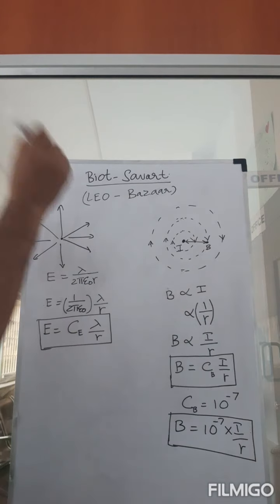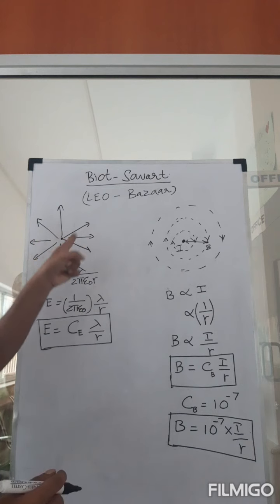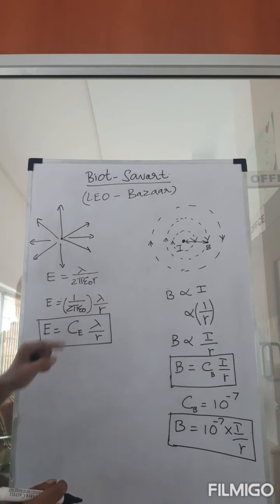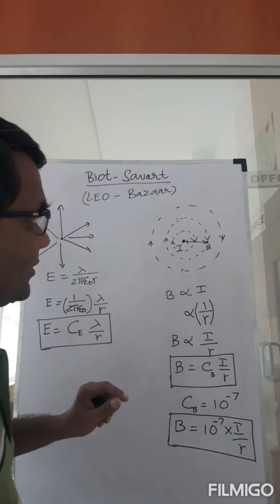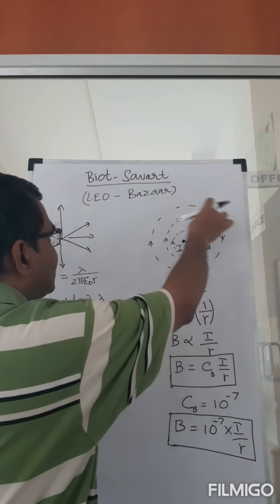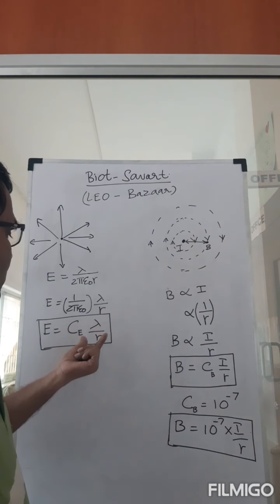For an infinitely long line of charge, the electric field around it is given by this equation. So the direction is different. Let's not worry about the direction; we're talking only about the magnitude. The magnitude is given by this.